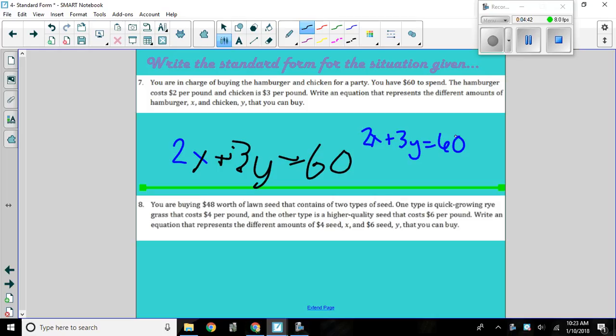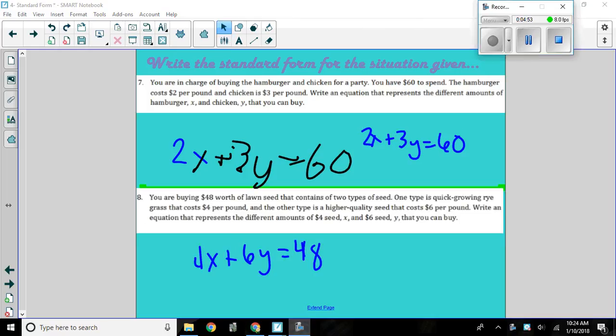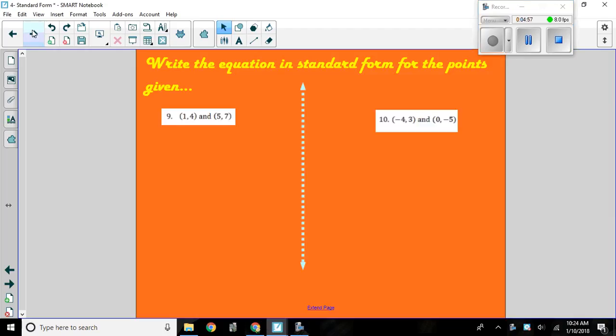Okay, I want you guys to go ahead and try 8. So pause the video and come back here in a few seconds. All right, check out how you did. 4x plus 6y equals 48.